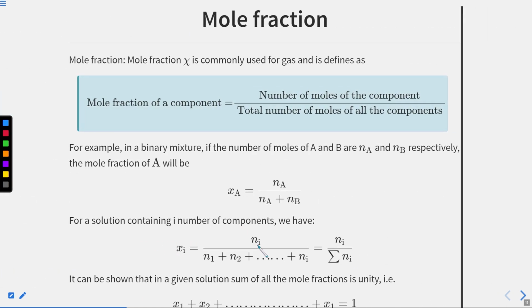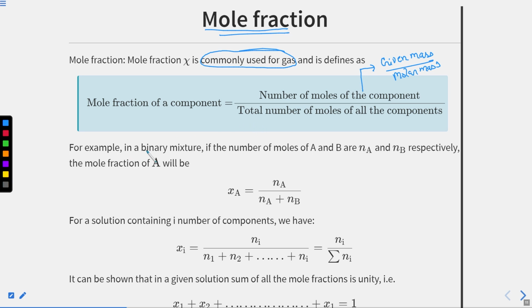Now comes a more important thing, mole fraction. First important thing about mole fraction, it is commonly used for gases, right? Now what is this mole fraction? For mole fraction, you should be clear about how to find the number of moles. For those who don't know, it is given mass by molar mass. As simple as that. If you have a given mass, you divide by the molar mass, you get the number of moles. Now if you want to find the mole fraction of a component, you take the number of moles of that component present in the solution divided by the total number of moles of the components, right? So this will give you the mole fraction.